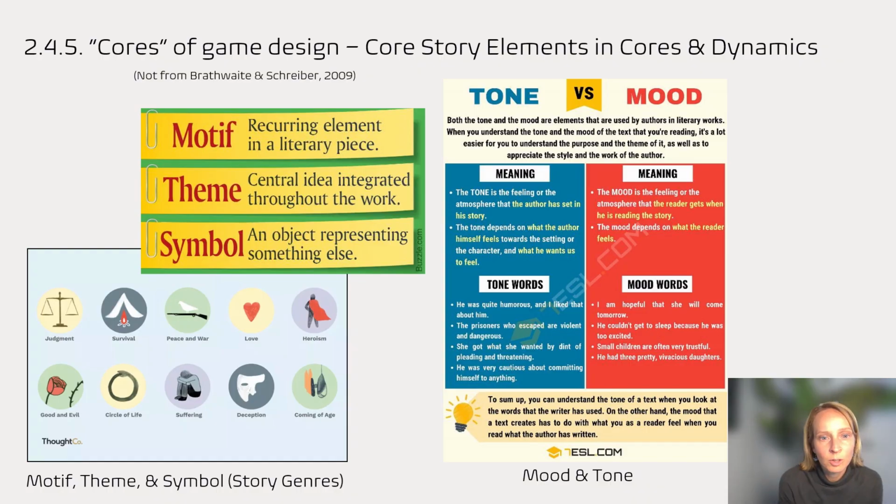So this is the cores of game design, the core story elements and dynamics. I think it's useful because it's not necessarily mentioned in the Brathwaite and Schreiber piece, but I think we repetitively talk about what the theme of a game is, what items are being represented, like this motif, what feeling are we trying to talk about, and what tone are we using. So I just wanted to introduce some of these terms, so we can think about how they contribute to the mechanics and dynamics of a game.